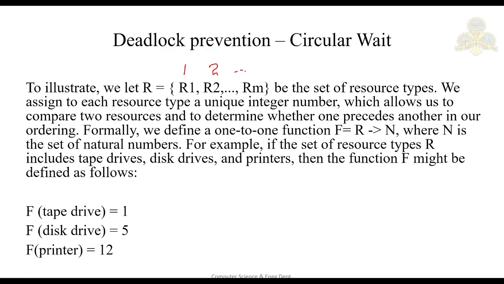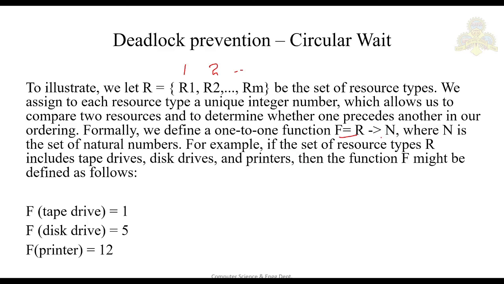Whenever you allocate these integer numbers to the resource types, it allows us to compare two resources and to determine whether one precedes another in our increasing order, whether 2 is preceding 1 or 3 is preceding 2. This can be checked whenever we give a unique integer number to the resource type. So we define a one-to-one function f from R to N, where N is the set of natural numbers.